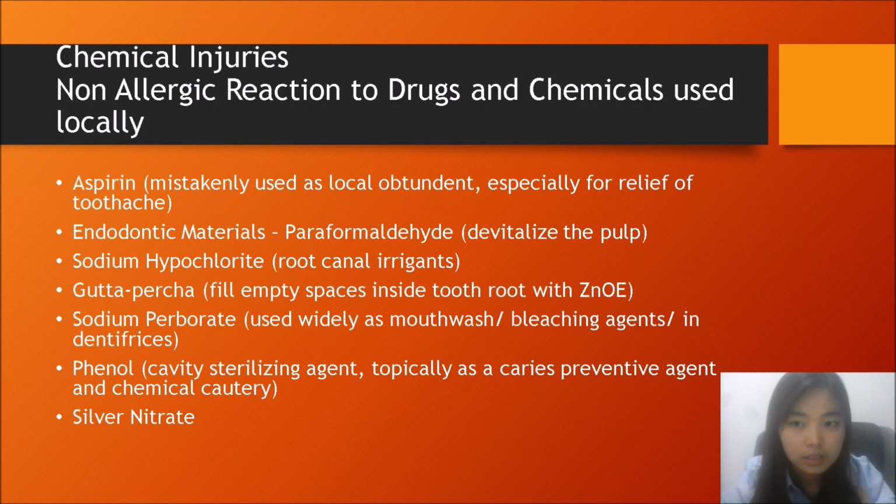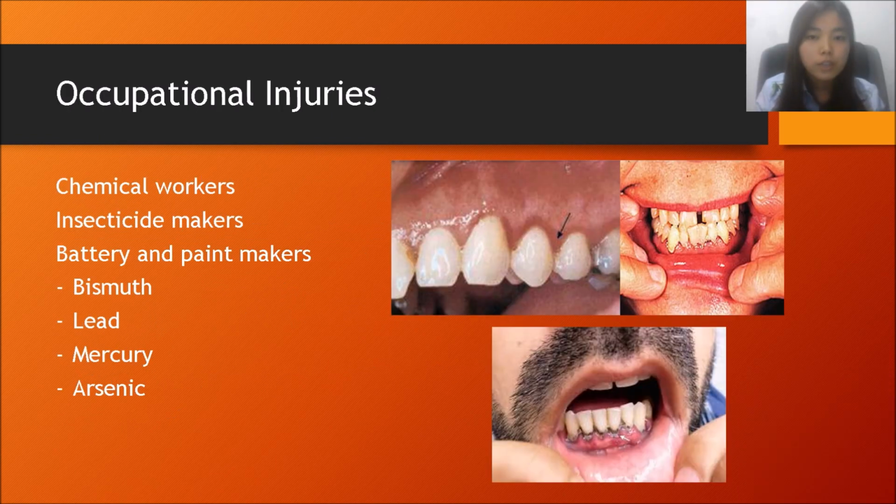Coming to the last part, which is occupational injuries. Examples are chemical workers, insecticide makers, and battery and paint makers. These are the people who have a high chance of exposing themselves to harmful chemicals. These harmful chemicals are bismuth, lead, mercury, and arsenic.